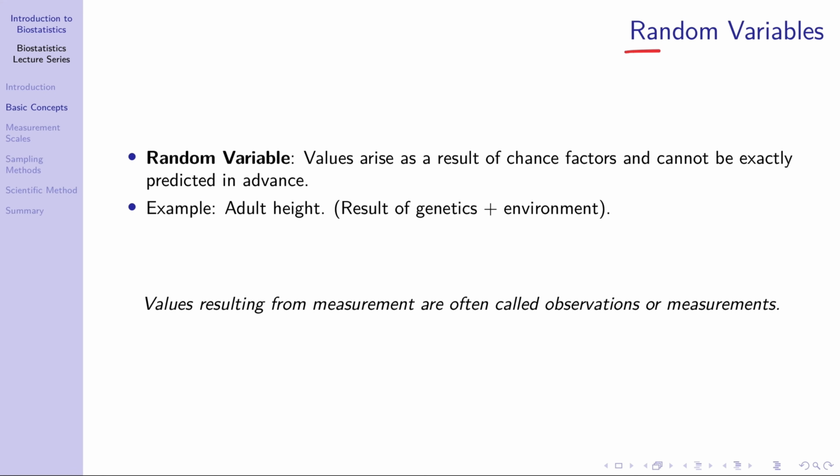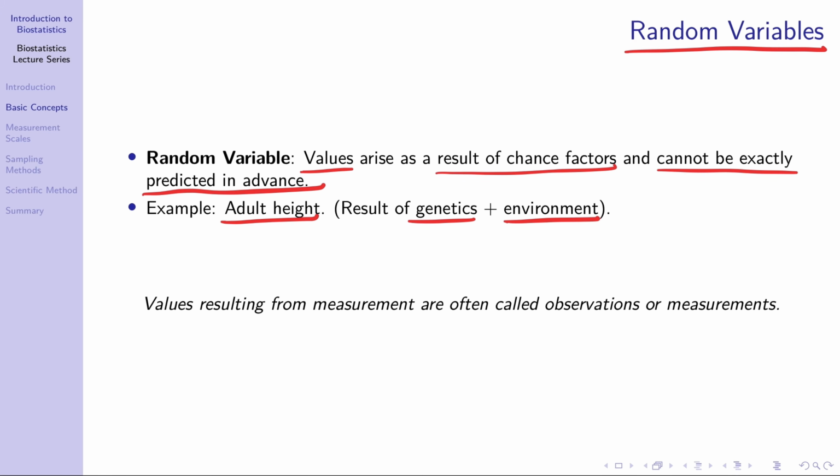The next one are random variables. What are random variables? Values that arise as a result of chance factors, and that cannot be predicted in advance, are generally called random variables. For example, the adult height of a person is usually the result of genetics, the environment, and sometimes the diet as well. All of these values can be the result of chance factors. So you cannot predict in advance whether a particular person will be of a particular height after a particular time.